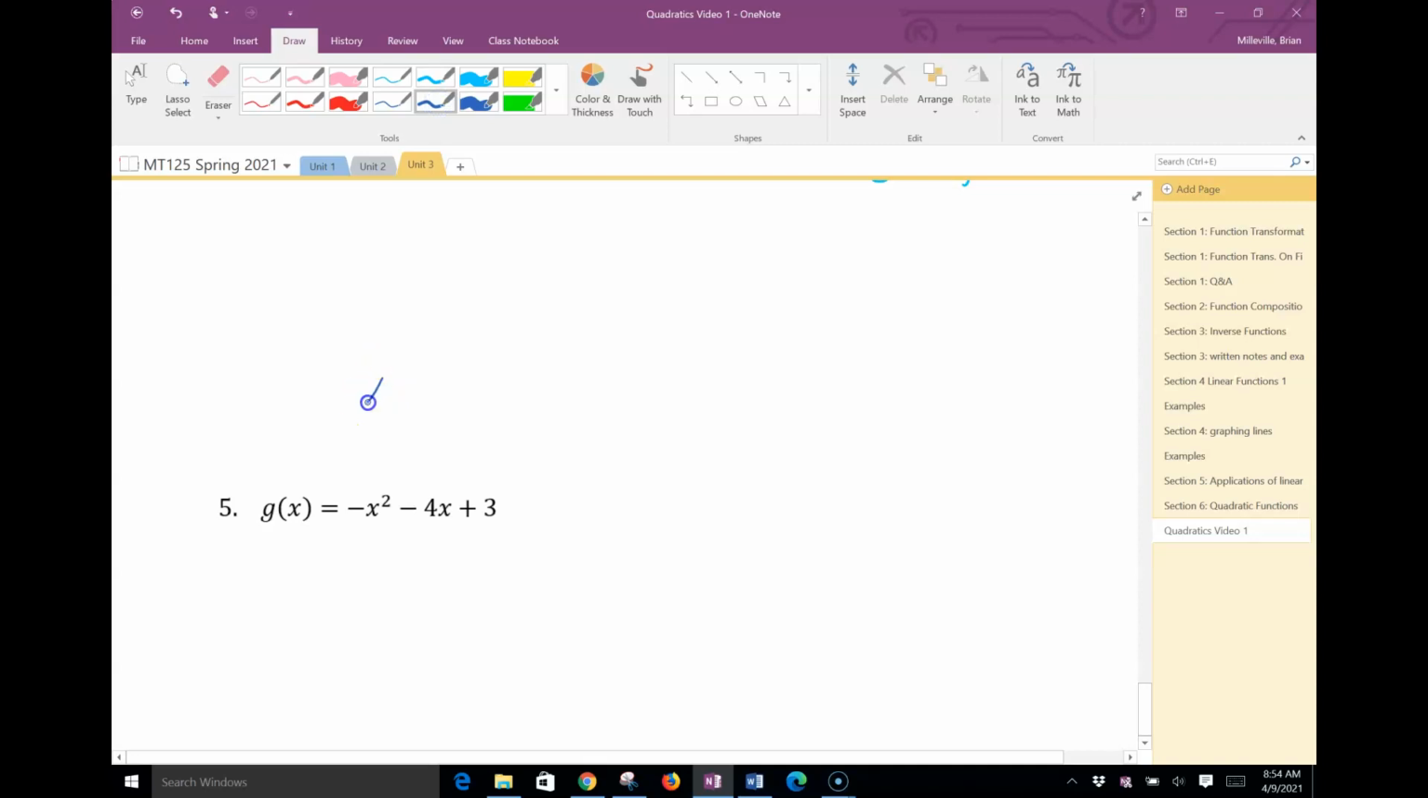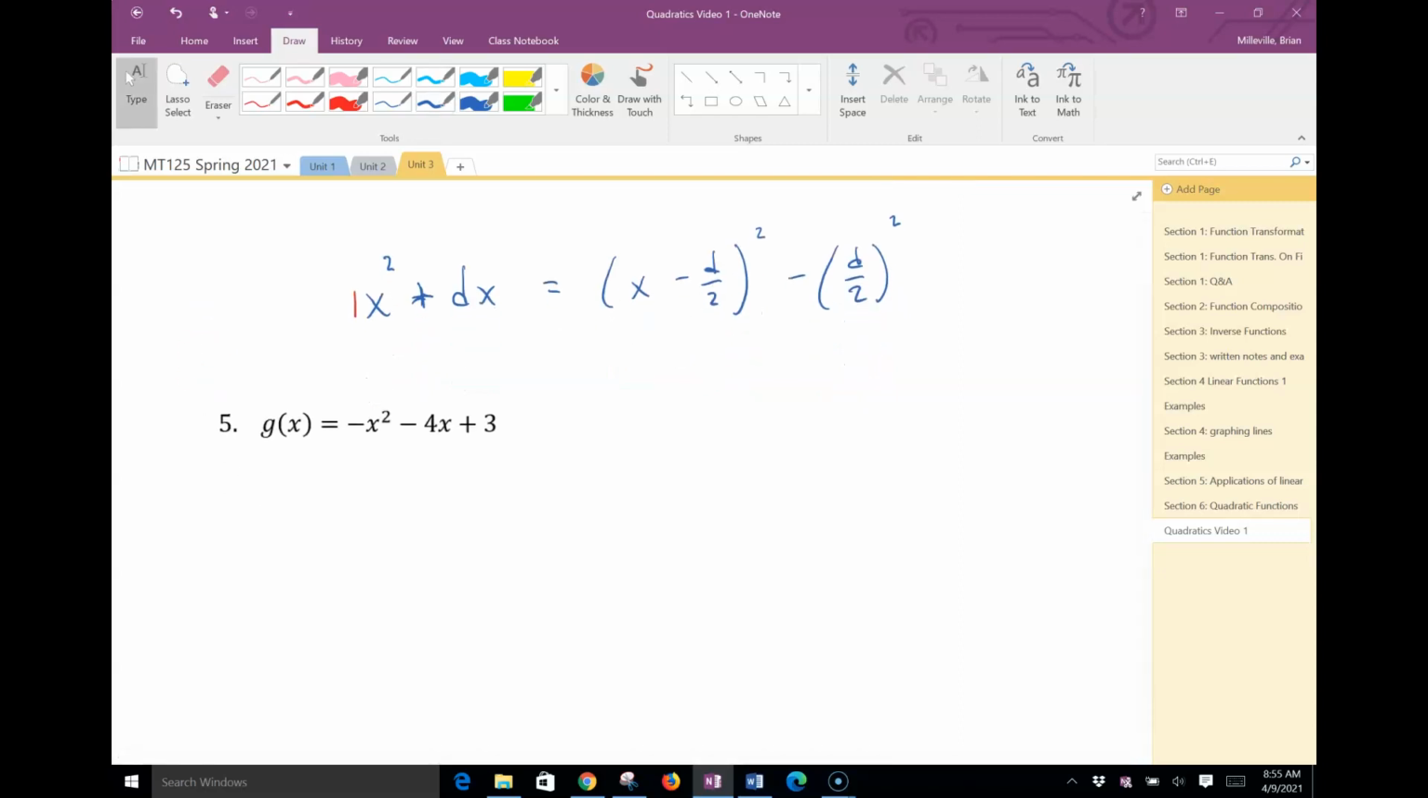Rewrite this again here. x squared plus a number d times x can be rewritten as x minus d over 2 quantity squared, and then minus the compensation term, d over 2 squared. We can only do that when the number in front of x squared is positive 1. We've only seen that when the coefficient in front of x squared is positive 1, that I wrote there in red. If the coefficient isn't positive 1, we have to force it to be positive 1.